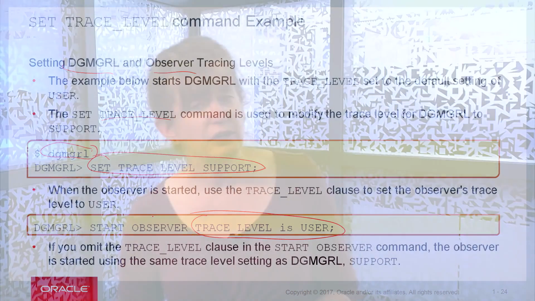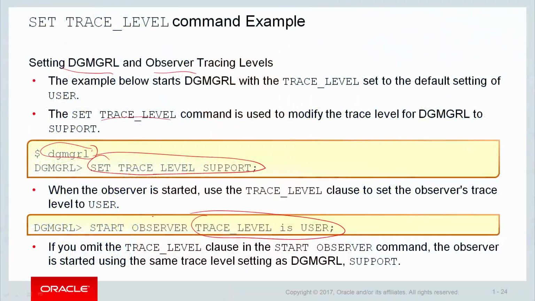If you omit the trace level clause in the start observer command, the observer is started using the same trace level setting as DGMGRL has. So in this case, that would be support. So what we have here is DGMGRL has a trace level of support, while the observer has a trace level of user. So they're not set to the same level there.